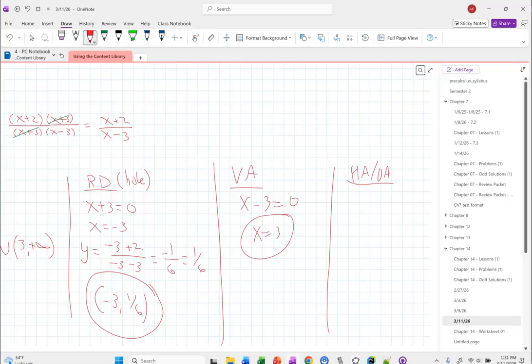But the way to find that equation is different. If it's greater, it's the OA, and you find that doing polynomial division. This is an HA though. Since they're equal, how do we find the HA? Leading coefficient of the numerator divided by the leading coefficient of the denominator. The leading coefficient of x plus 2 is 1. Of x minus 3 is 1. So it's y equals 1.